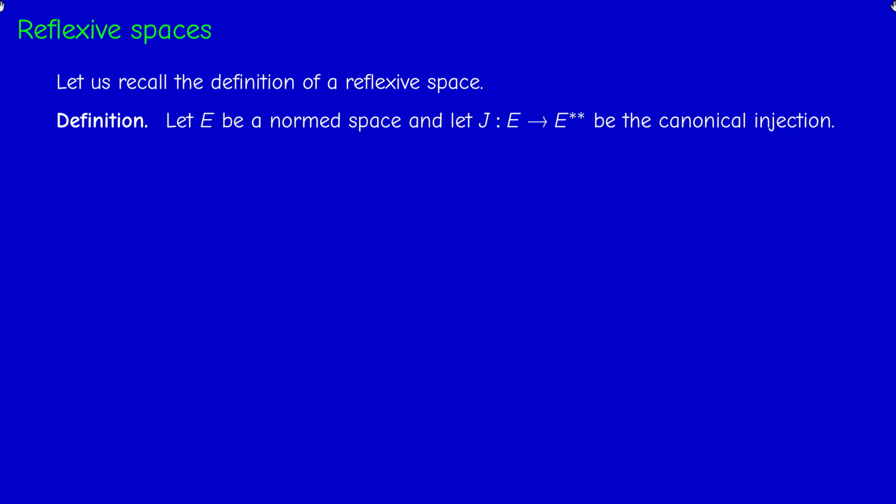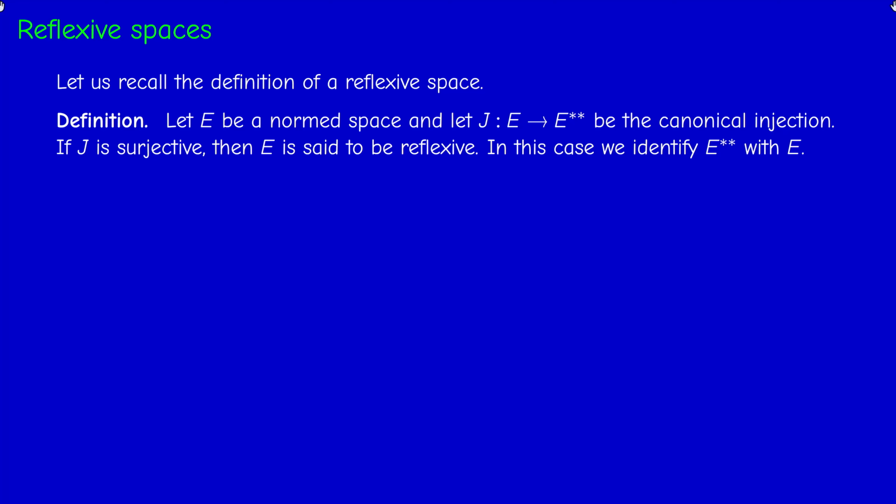If you have a normed space E and J is the canonical injection between E and its bidual, so J is defined by Jx of f is equal to just f of x. If J is surjective, we say that E is reflexive. Otherwise stated, E is reflexive if J of E is equal to E double star. Of course in this case we identify E double star with E.